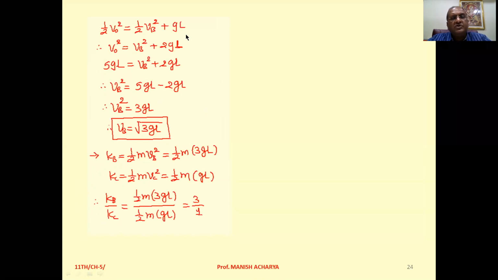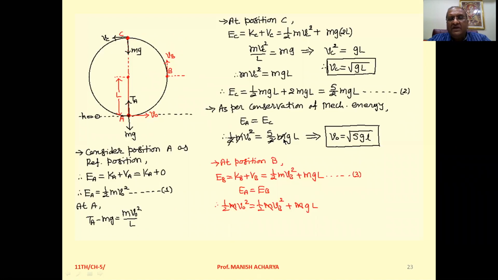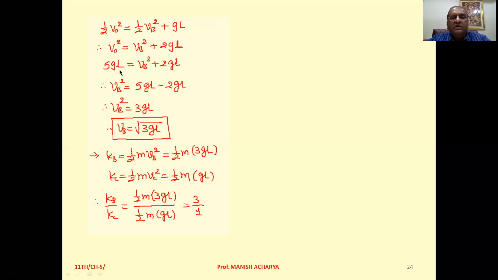The earlier equation we have written again on this page, and now we multiplied it by 2. So v0 square equals vb square plus 2gL. But v0 square equals 5gL, substituted: 5gL equals vb square plus 2gL. Make vb square the subject, so 5gL minus 2gL. Therefore vb square equals 3gL. So vb equals under root 3gL.